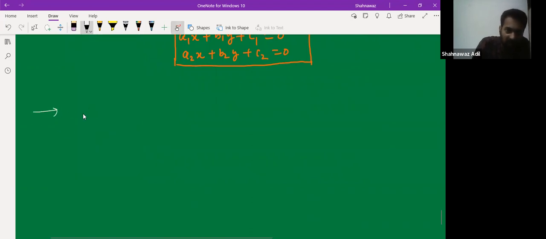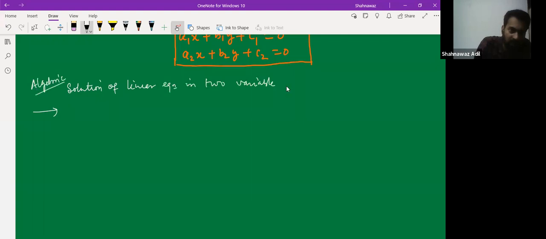So do you guys remember what were the methods that I was telling? Solution of linear equations. So we were discussing algebraic solutions, like linear equations in two variables. So the first method was the substitution method, right? And you guys got the hang of it.